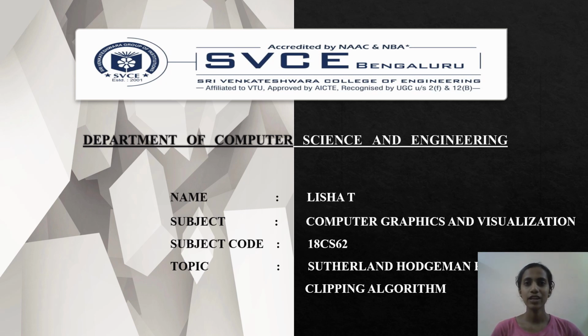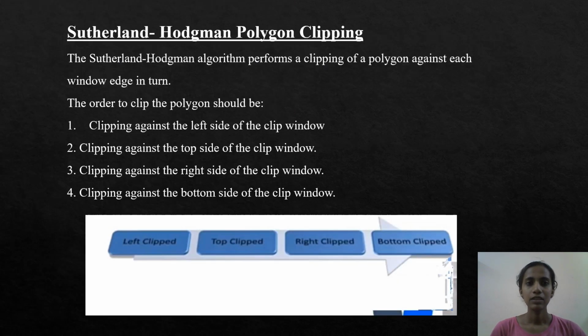In this session, I am going to explain the Sutherland Hodgeman polygon clipping algorithm, which is related to the topic computer graphics and visualization, and the subject code is 18CS62. The Sutherland Hodgeman polygon clipping algorithm performs a clipping of a polygon against each window edge in turn.